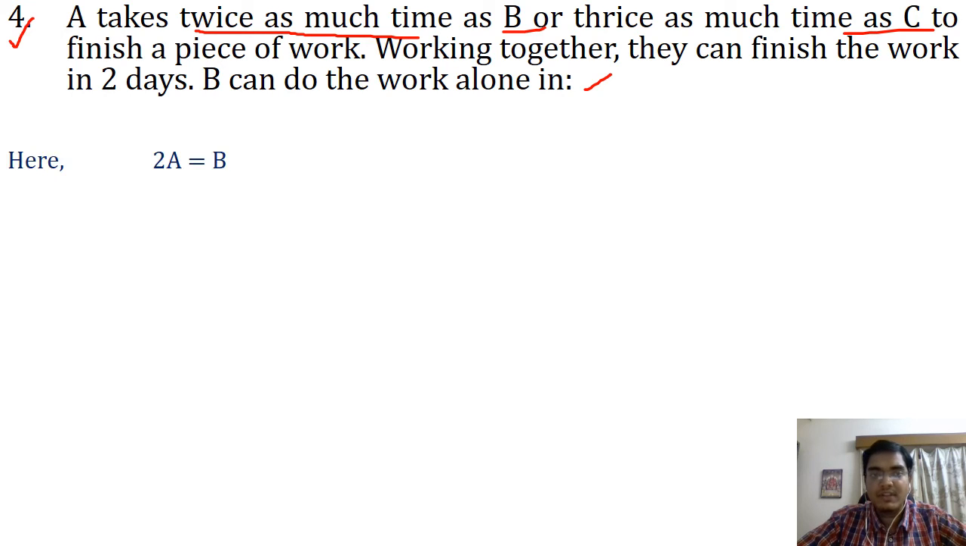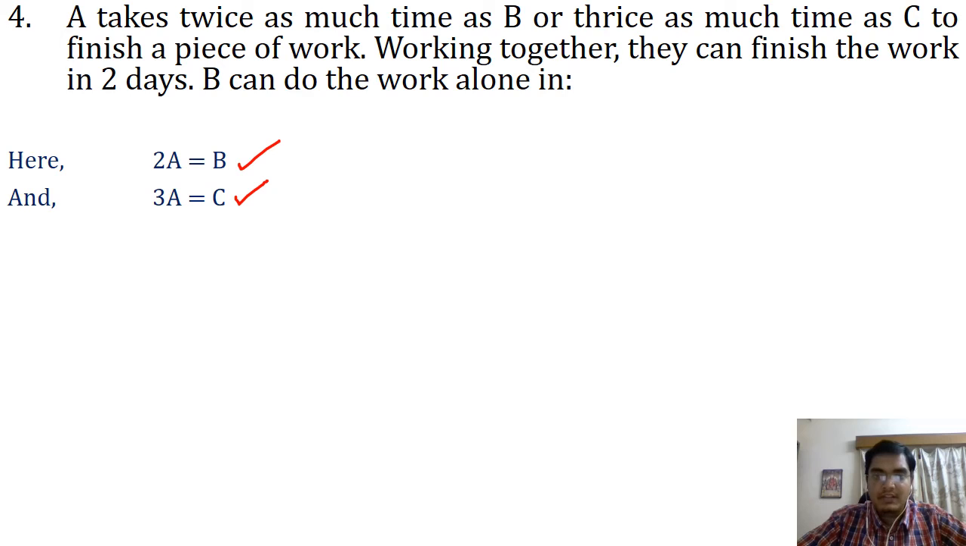So what our equation becomes, we get 2A equals B. When we multiply the efficiency of A by 2, we get the efficiency of B. Because A is doing half the amount of work as B in the same time, right? Similarly, I get 3A equals C. Because A is doing 1/3 of the amount of work that C is doing in the same time.